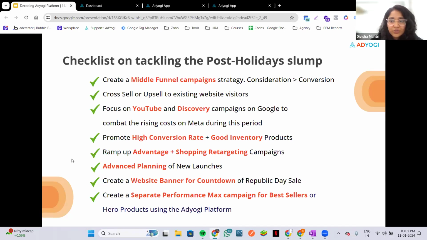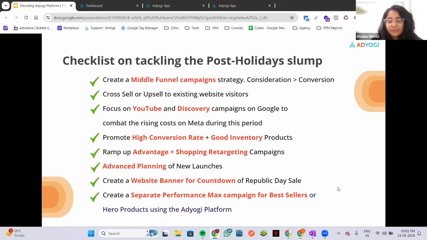And also try cross-selling and upselling on the website using certain plugins that will also make the users explore the other products or categories present in your catalog, and thereby you can capitalize very well during the Republic Day sale. And lastly would be to have Performance Max campaigns for your best-selling products or categories in place. That can be used for prospecting as well as with the purpose of retargeting, and thereby you can capitalize on the same. Yes, I think over to you, Pranav.